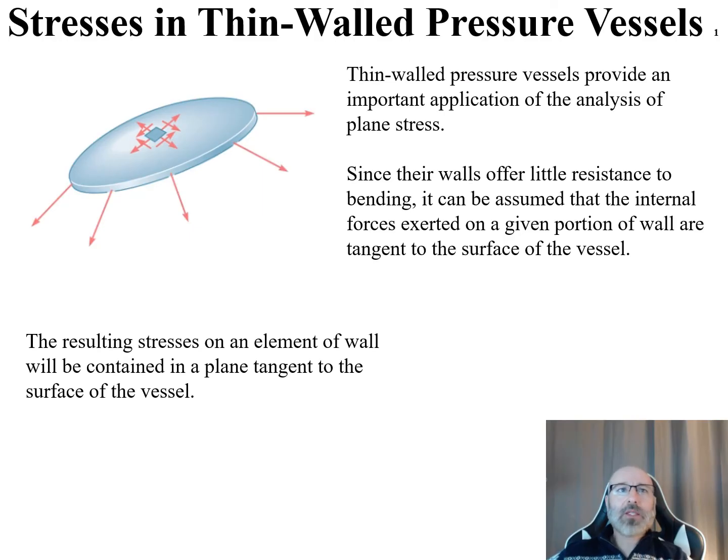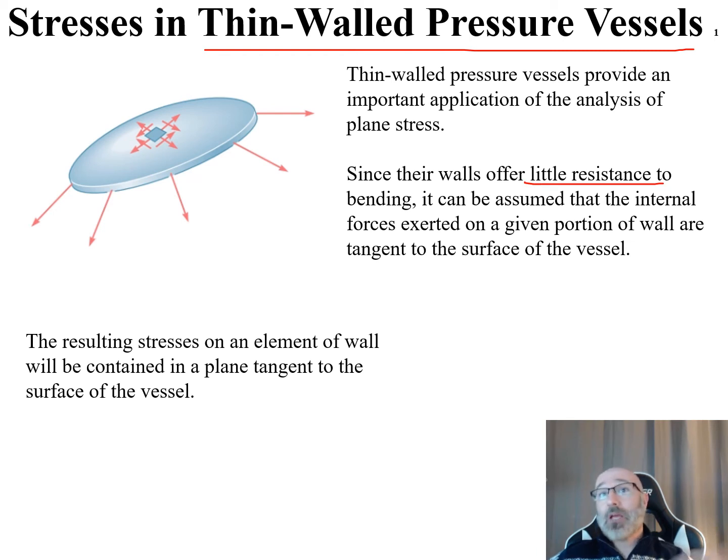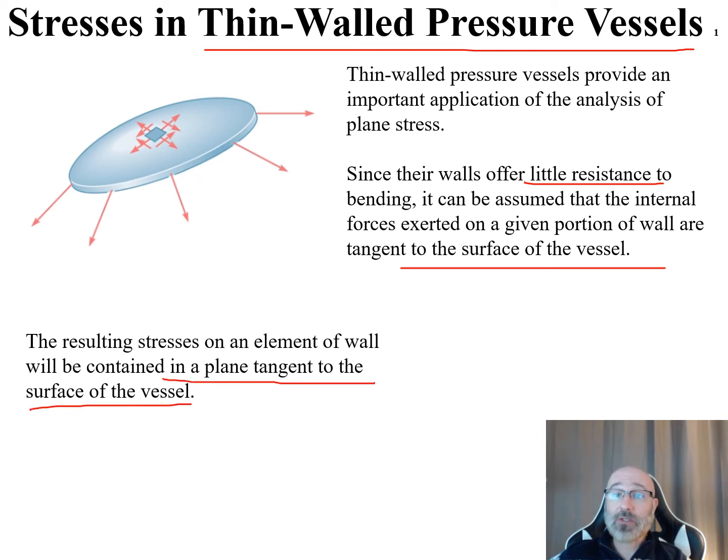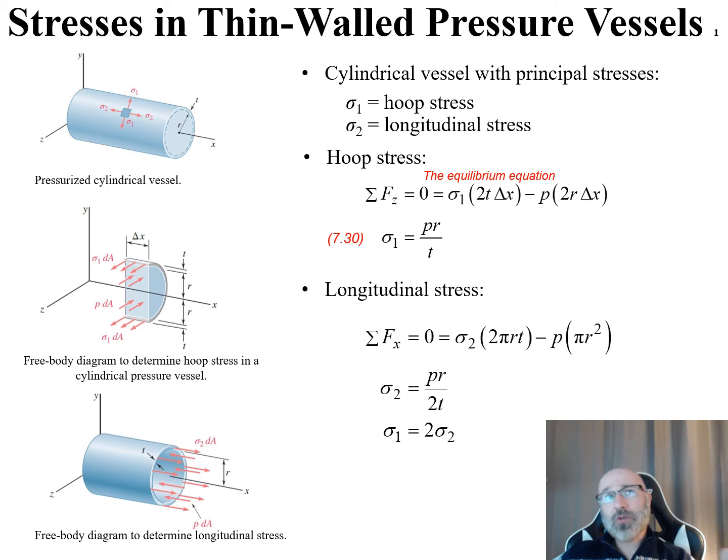Next, we're going to move on to the topic of stresses in our thin-walled pressure vessels. These thin-walled pressure vessels provide an important application for the analysis of our plane stress. Since the walls offer little resistance to bending, it can be assumed that the internal forces exerted on a portion of the walls are tangent to the surface of the vessel. So the resulting stresses of the element of the wall will be contained in a plane tangent to the surface of that vessel.